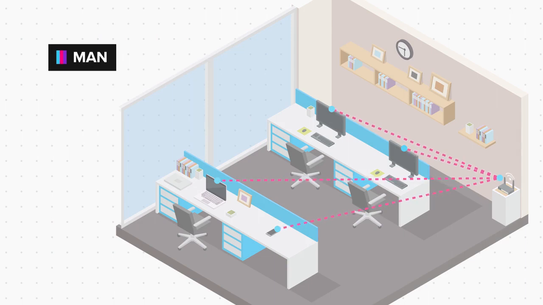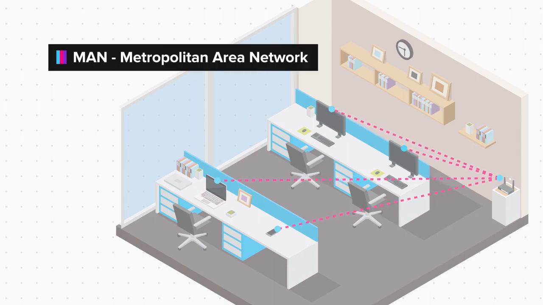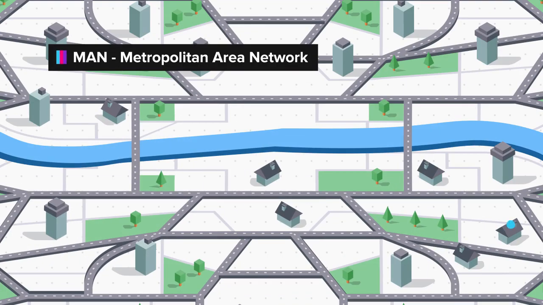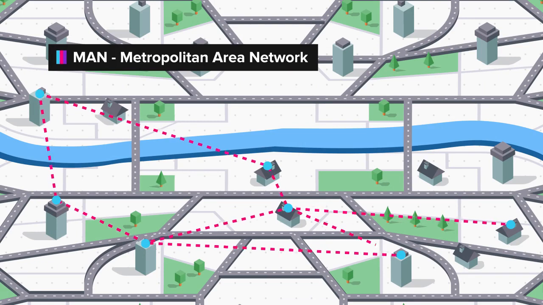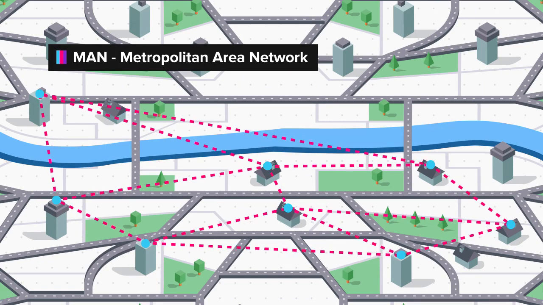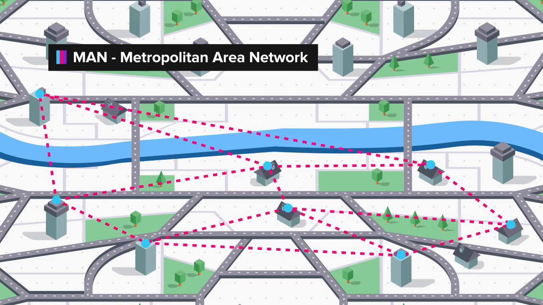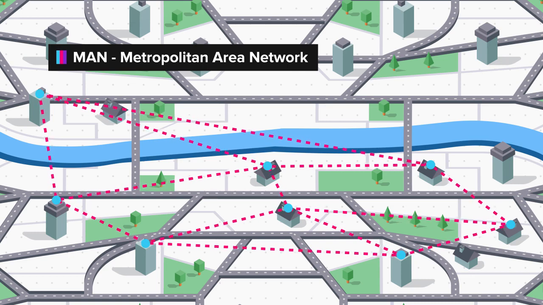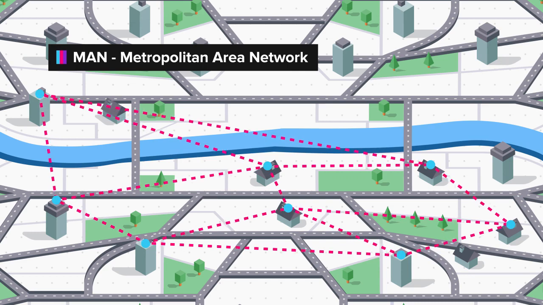MAN. MAN stands for Metropolitan Area Network. It's a computer network that interconnects users across several buildings throughout a city or even across cities. But can this network run across the country? No. Maybe across 2 or 3 nearby states.